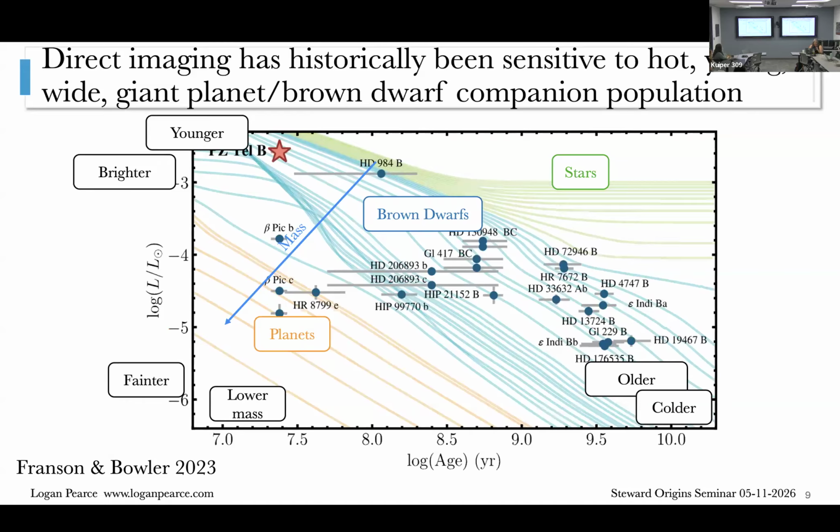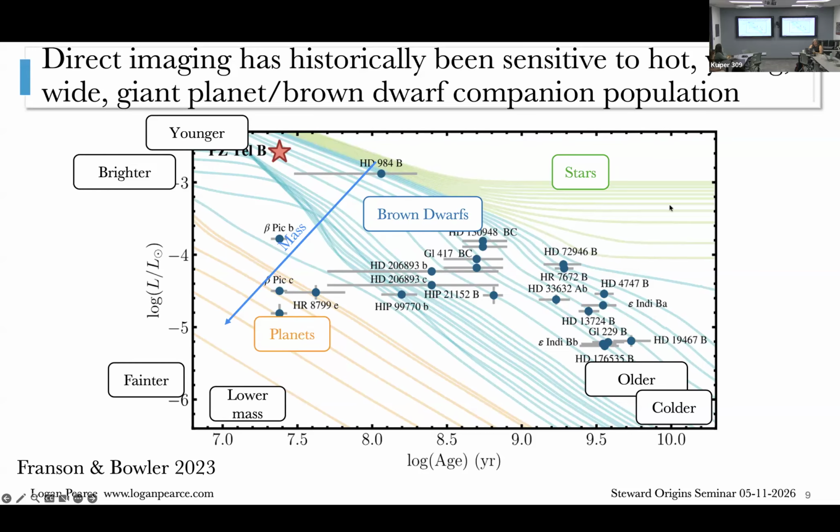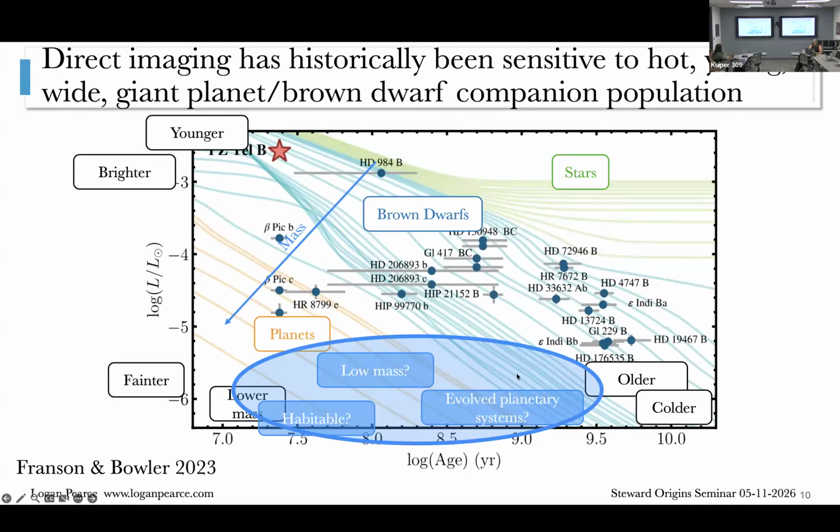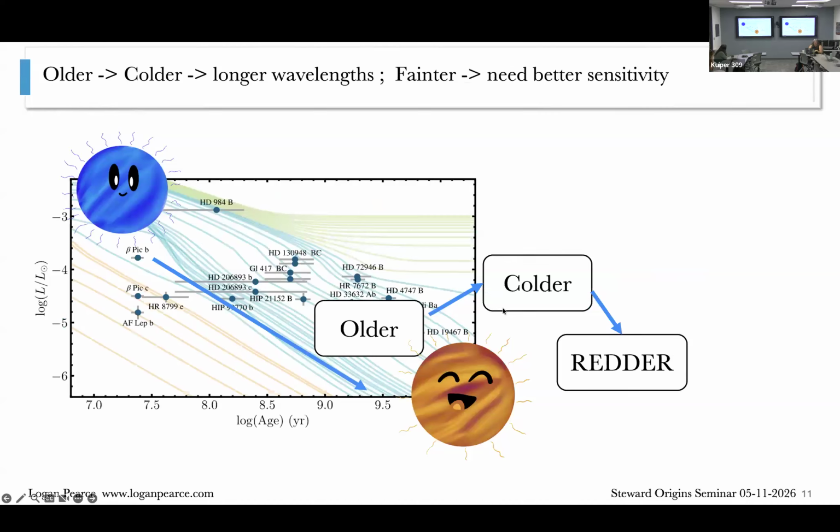Here I'm overlaying, this is from Franson and Bowler 2023, pretty much all of the directly imaged companions on this plot, and we see that we're really sensitive to this hot, young regime, harder to reach the older, colder, and low mass planets. And so if we want to try to target lower mass planets and evolved planetary systems, not just young systems, if we want to do that in thermal emission, we have to go to older and therefore colder and therefore redder and fainter. So we need to go to longer wavelengths and better sensitivity.